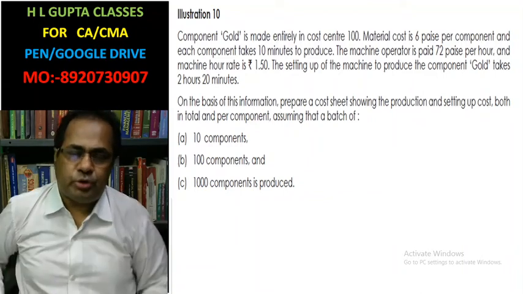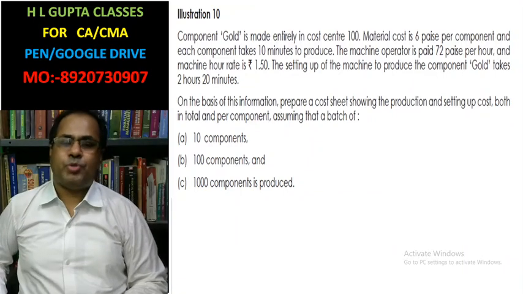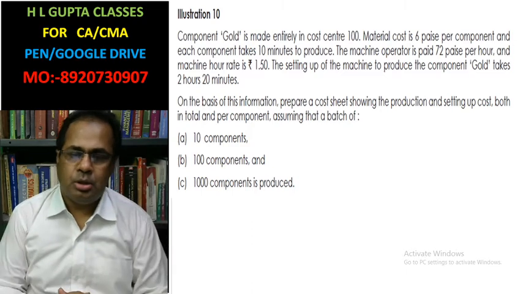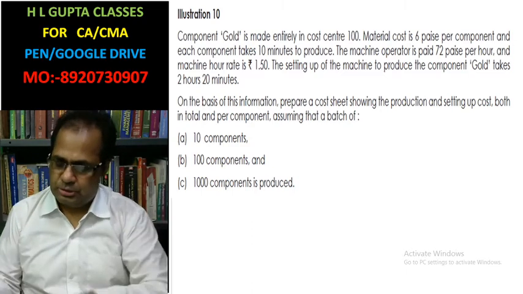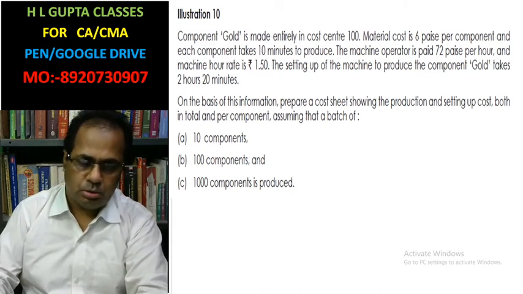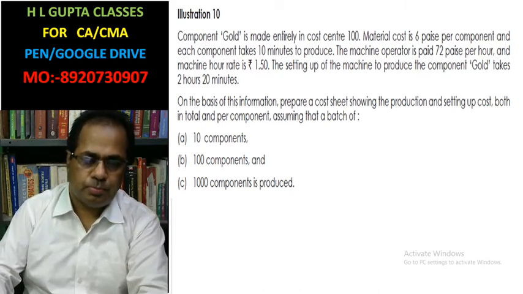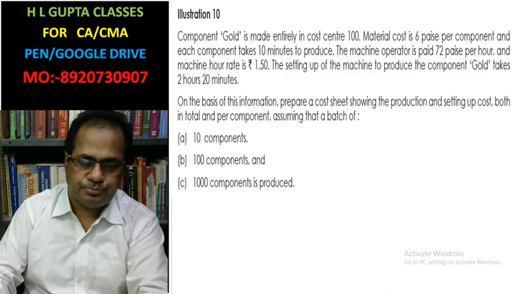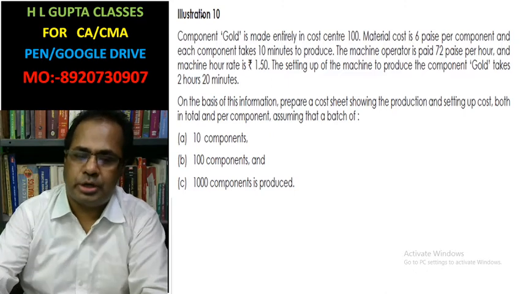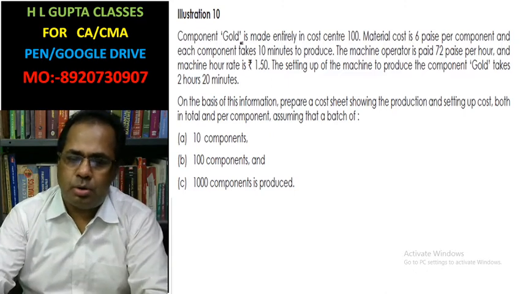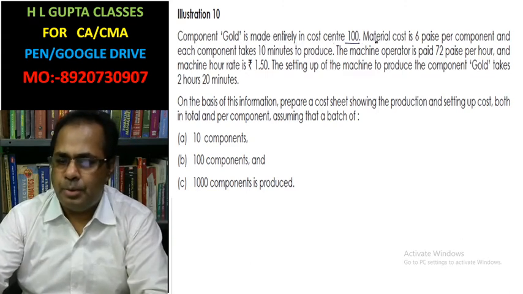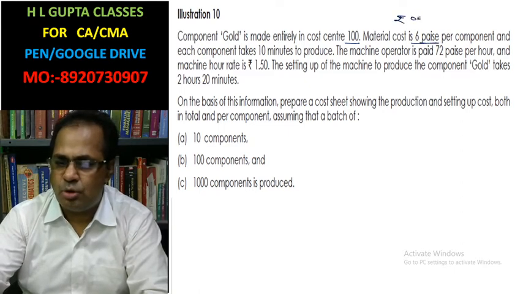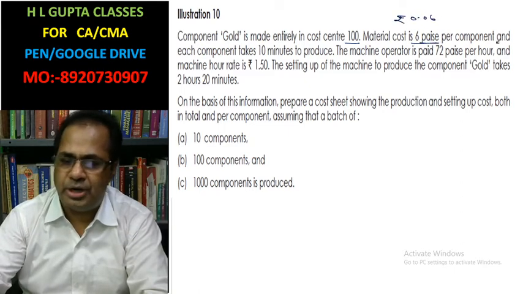Hello friends, I am going to discuss illustration number 10 of batch costing. Please read the question. This is a good question. Component gold is made entirely in cost centre 100. Material cost is 6 paisa, that means 0.06 per component.